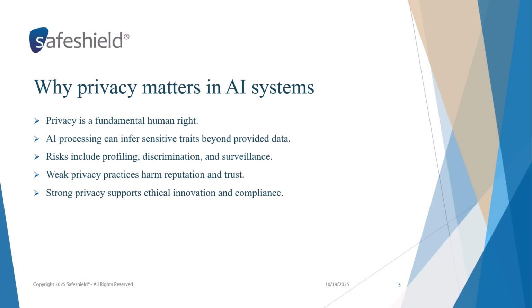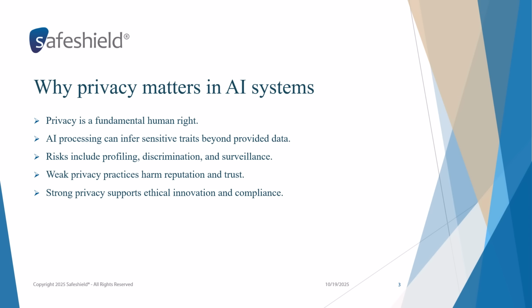Privacy is more than a technical requirement. It is a fundamental human right, recognized globally in laws and constitutions. In the AI context, privacy means giving individuals control over how their personal data is collected, stored, and used. AI systems pose unique challenges to privacy because of the scale, speed, and complexity of data processing. These systems often combine information from multiple sources, sometimes inferring new, highly sensitive insights that go far beyond the original data provided. When privacy is not respected, individuals face risks such as profiling, discrimination, and unauthorized surveillance.